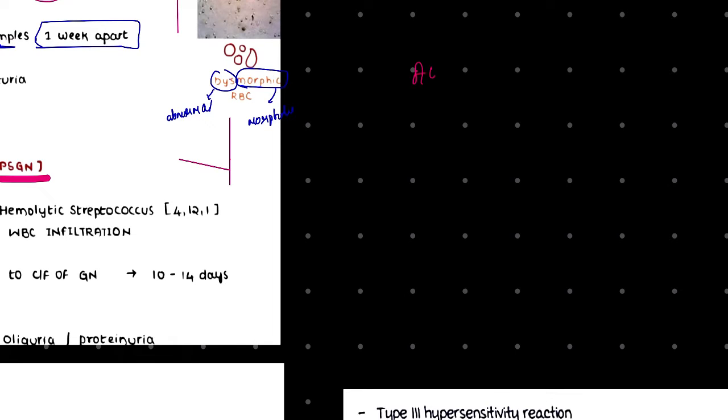We are talking about acute proliferative glomerulonephritis, right? On this acute proliferative glomerulonephritis, we are talking about post-streptococcal glomerulonephritis. Now, I have said why it is acute.